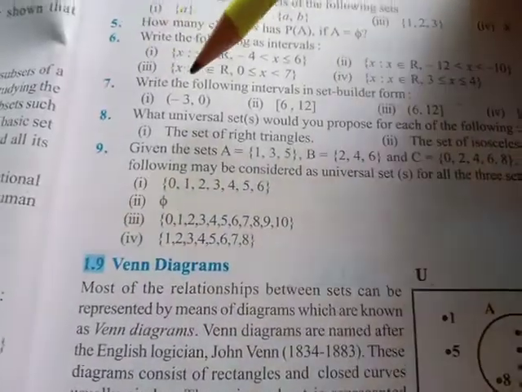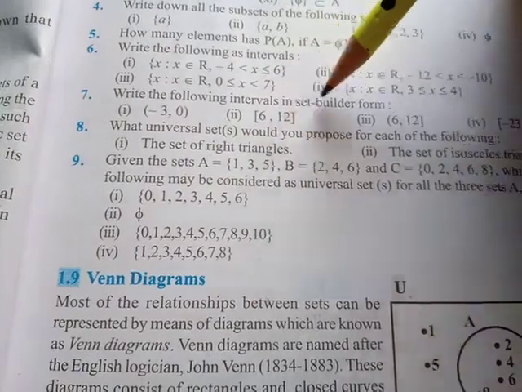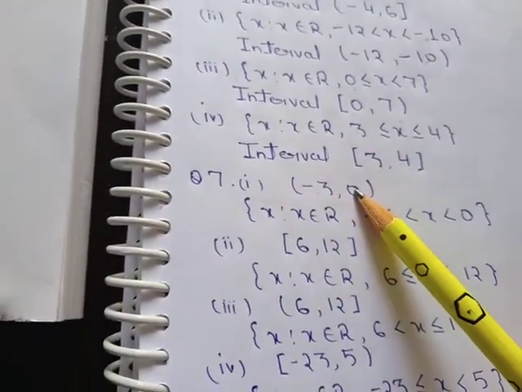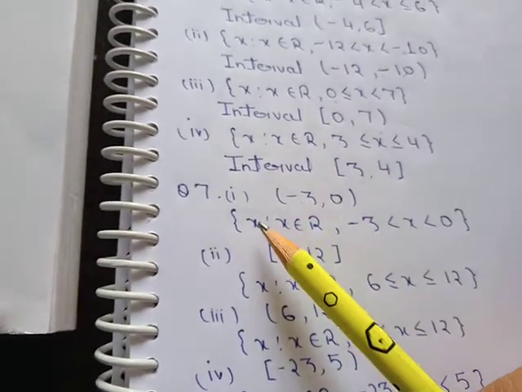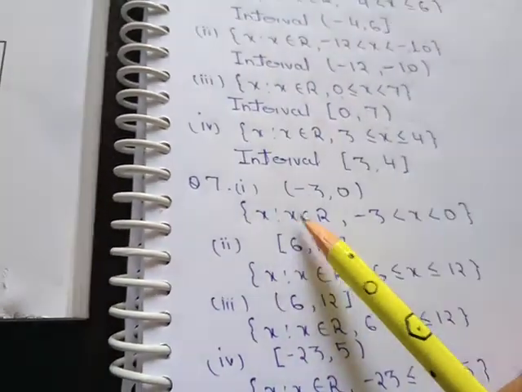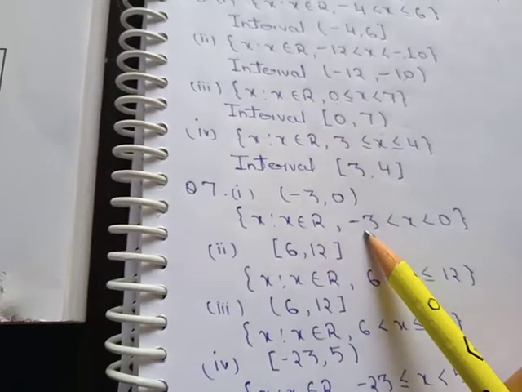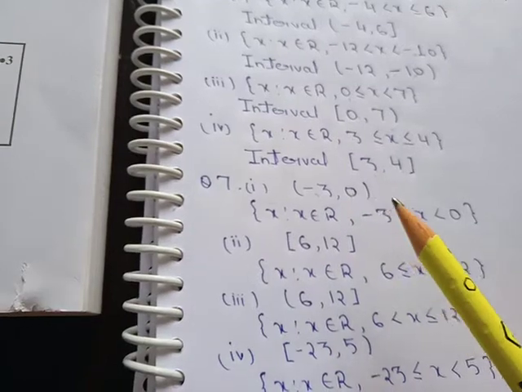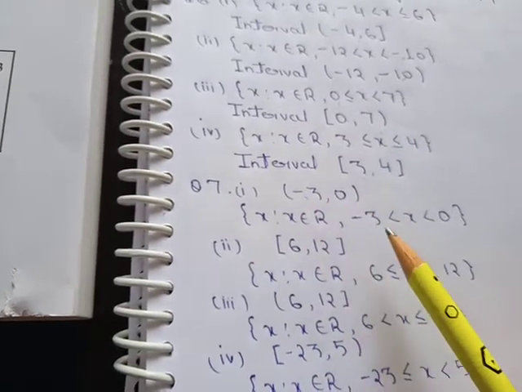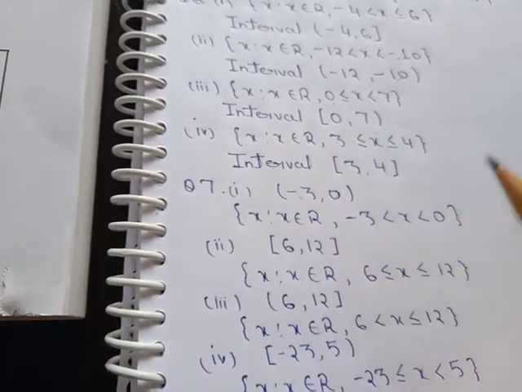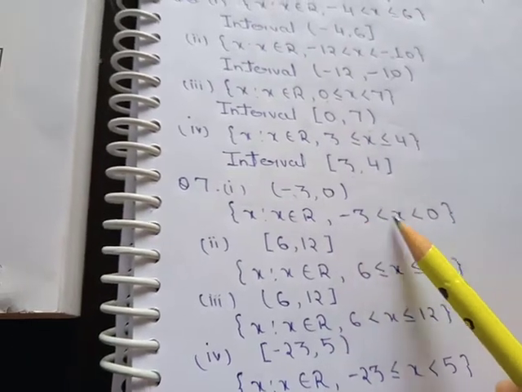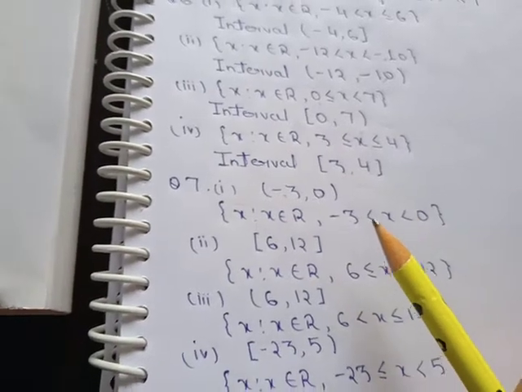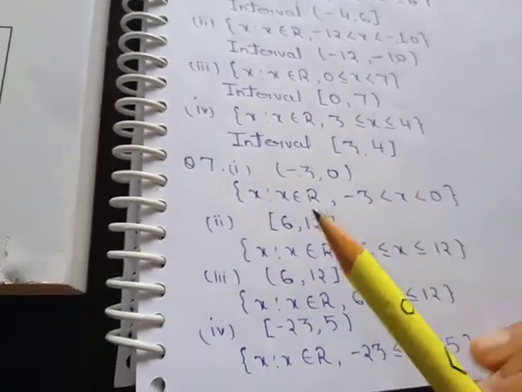Now next, question number 7. Write the following intervals in set builder form. So first, (minus 3, 0) with open brackets. In set builder form, x such that x belongs to set R, and minus 3 less than x less than 0. It means minus 3 and 0 do not belong to this interval, so minus 3 and 0 are not included in this interval.